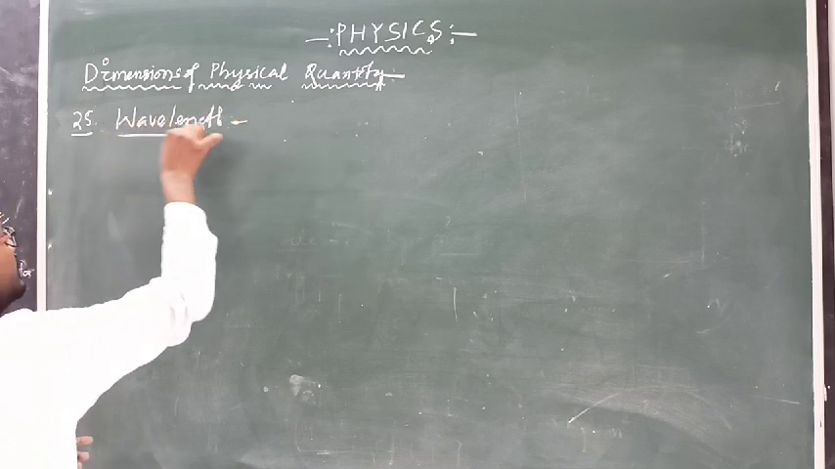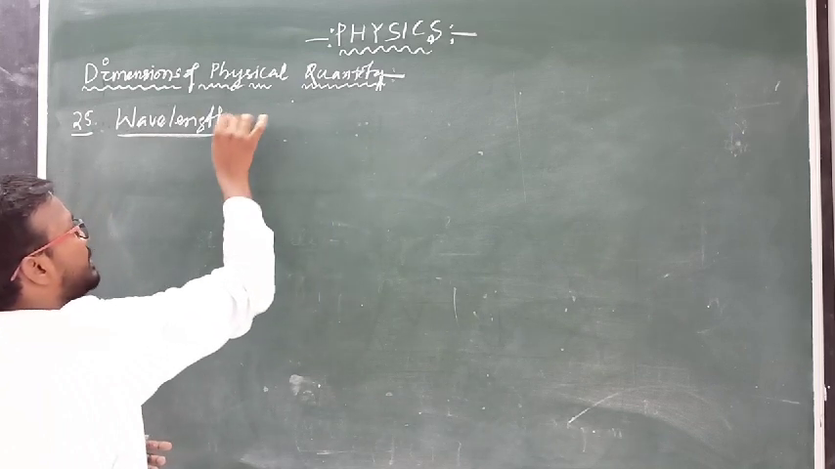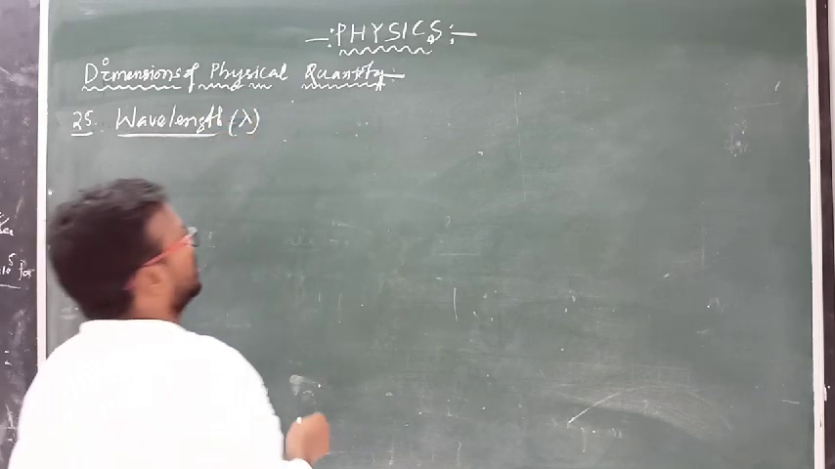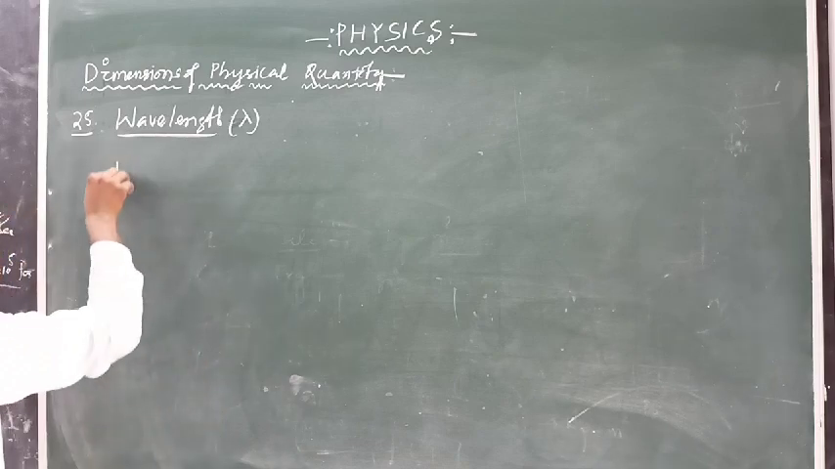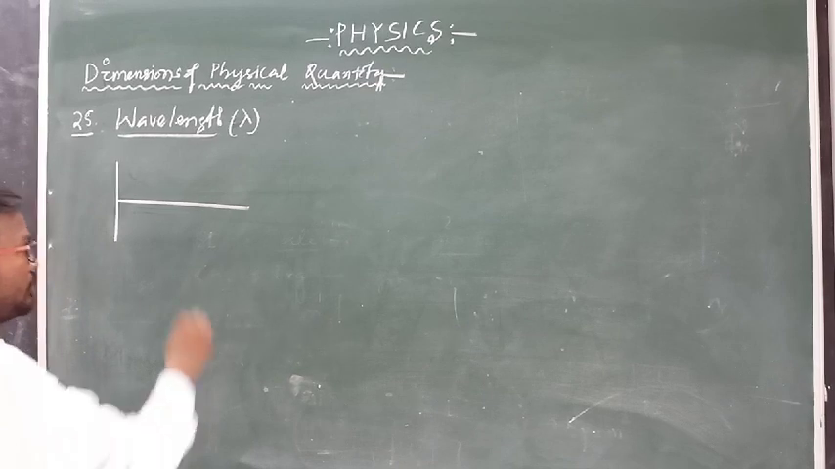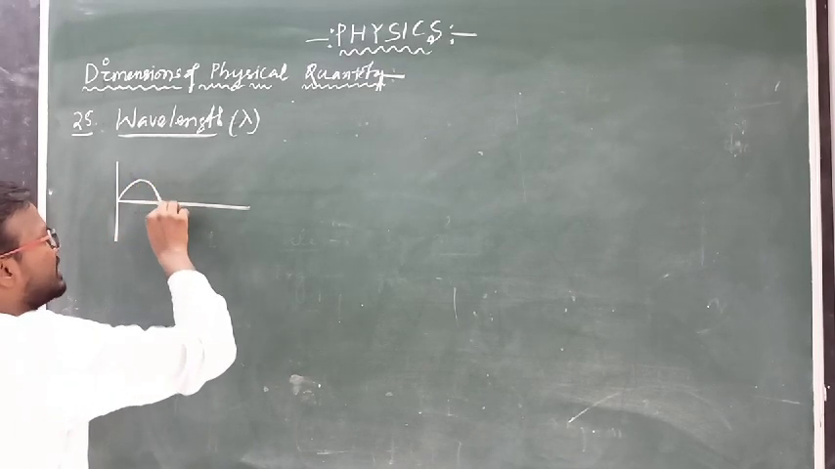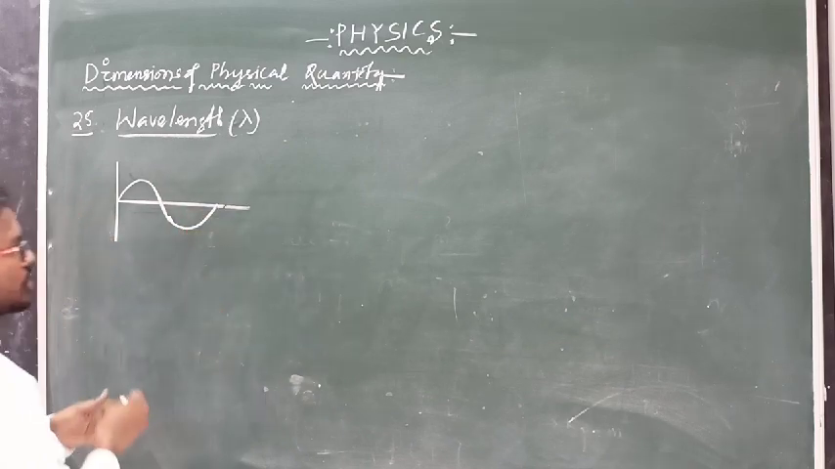Wavelength actually is a distance. Suppose there is a wave, represented by lambda, wavelength. Suppose there is a wave. So this is the propagation of a wave.